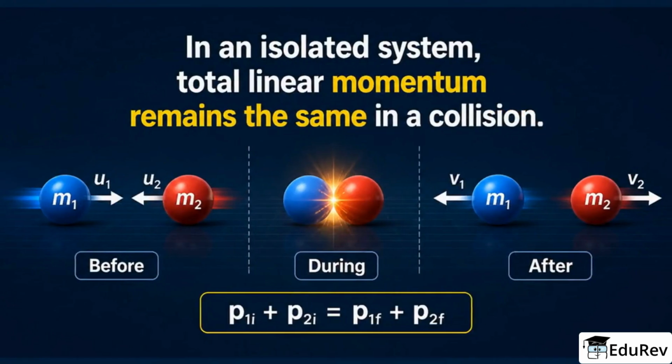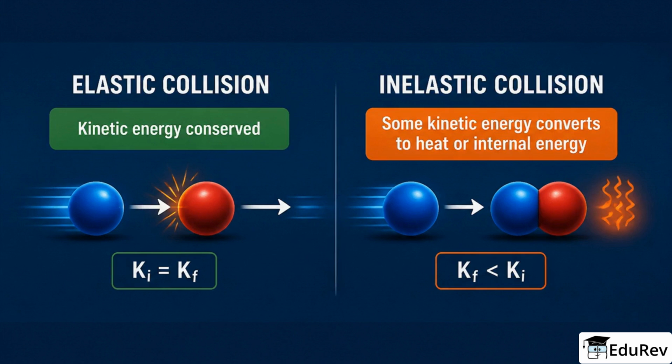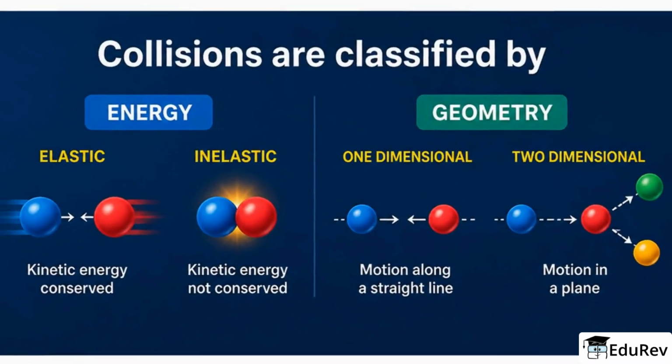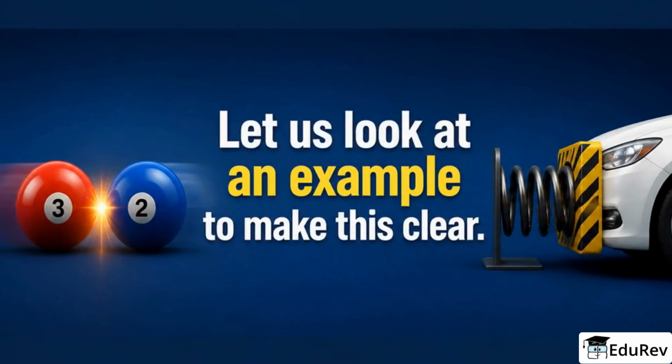In an isolated system, the total linear momentum stays the same during the collision. That is, momentum is conserved. Kinetic energy is conserved only in elastic collisions, while in inelastic collisions, some kinetic energy changes to heat or internal energy. Collisions are classified as elastic or inelastic by energy and as one-dimensional or two-dimensional by geometry. Let us look at an example to make this clear.